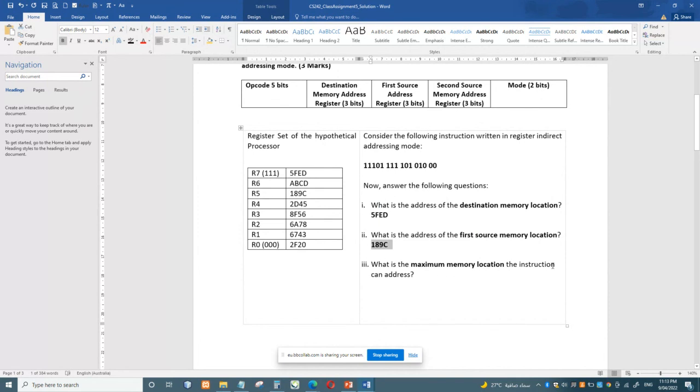What is the maximum memory location the instruction can address? Tell me. FF. Fantastic. Because our maximum address is 16-bit, because you can see that each register is 16-bit and each register contains a 16-bit address. So our maximum memory location that can be referenced is FFFF. So this is the address of the memory location that can be referenced.